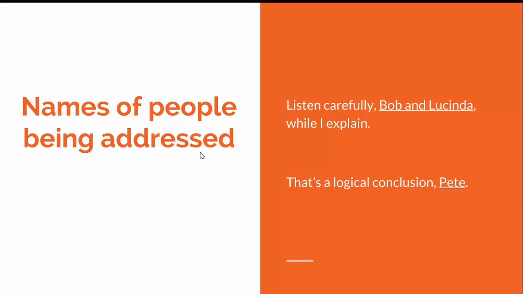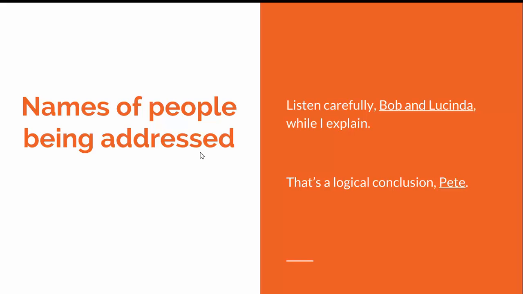Also notice that we could take that out. Okay, so cover up Bob and Lucinda with a piece of paper or your finger, and the sentence still makes sense. Listen carefully while I explain. Okay, now we're not always going to use the people's names in the middle of the sentence. Sometimes we might use them at the end of the sentence. Like in the sentence, that's a logical conclusion, Pete. If this is the case, if you're using it at the end, you need a comma directly before the person's name, and then of course you'd end the sentence with a period, just like you would end any other sentence.